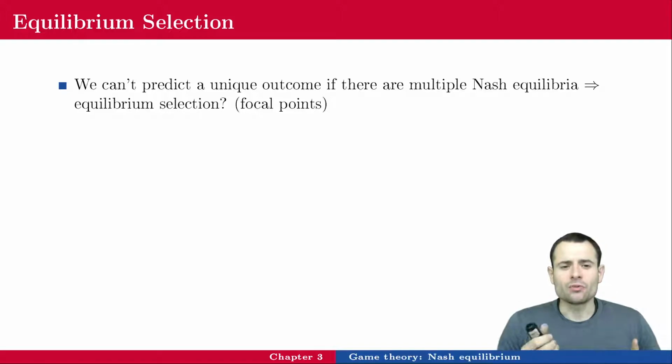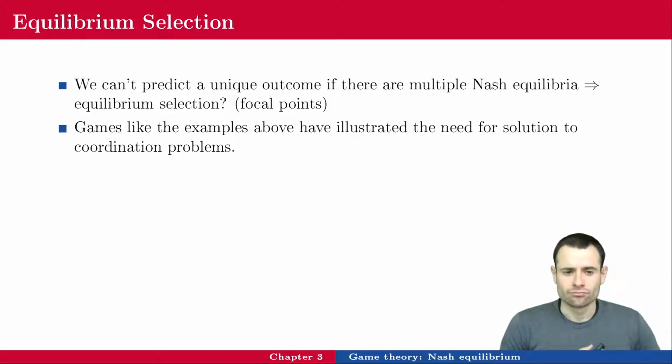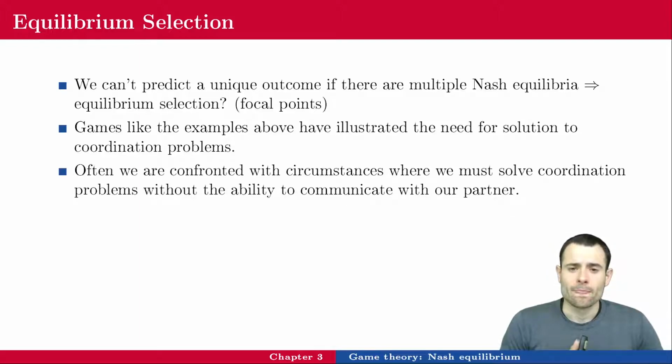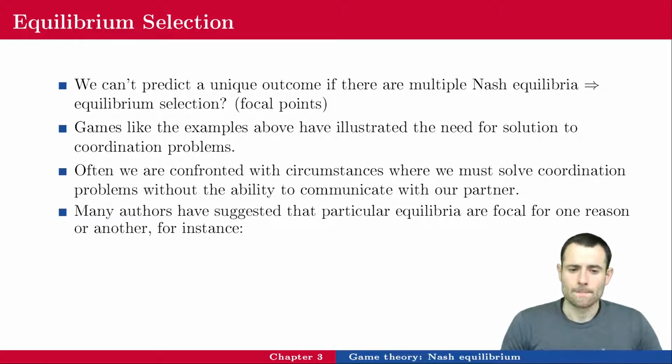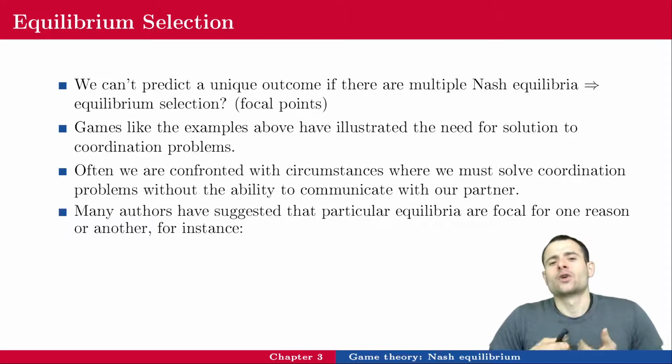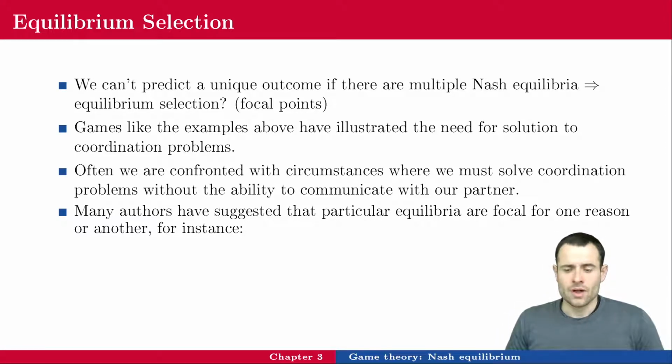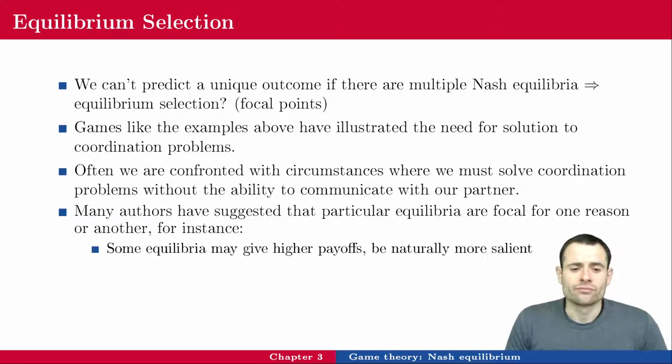So, we cannot predict a unique outcome if there are multiple Nash equilibria, like the coordination game. So how can we select an equilibrium? Games like the ones I showed above have illustrated the need for a solution to coordination problems, because there is still a chance that they don't meet. So, if they cannot communicate, what can we do? Authors have contributed to the game theory literature by suggesting to focus on specific equilibria for one reason or another.